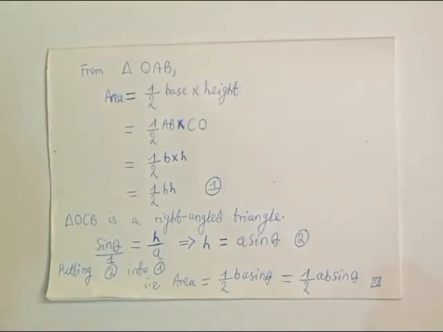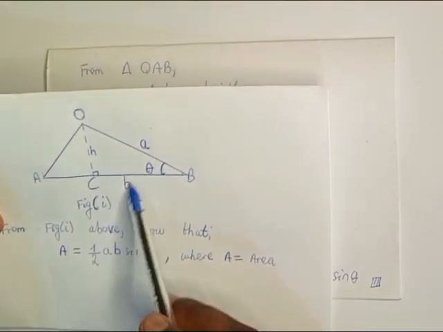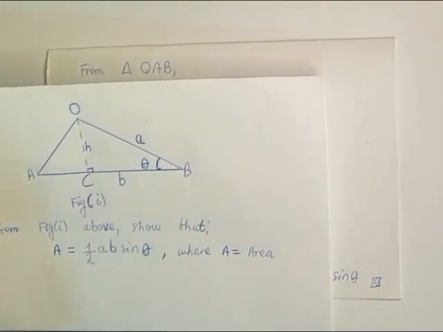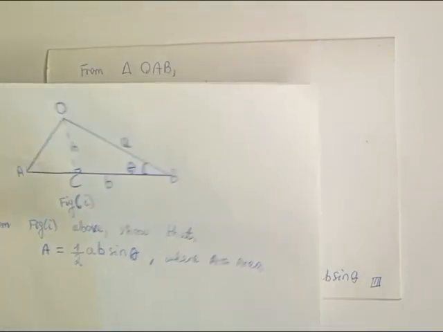You can see the derivation of this formula, a half AB sine theta, which is always used for the calculation of the area of a triangle with two sides given and the angle between the two sides also given.